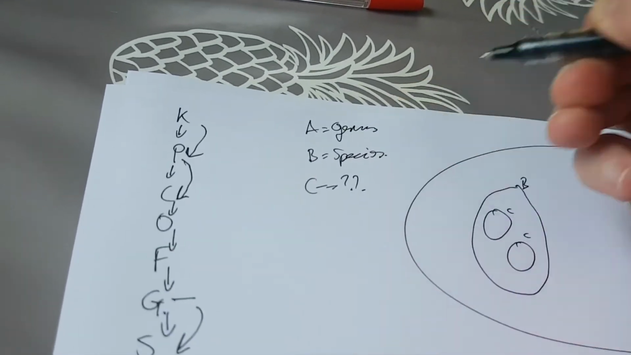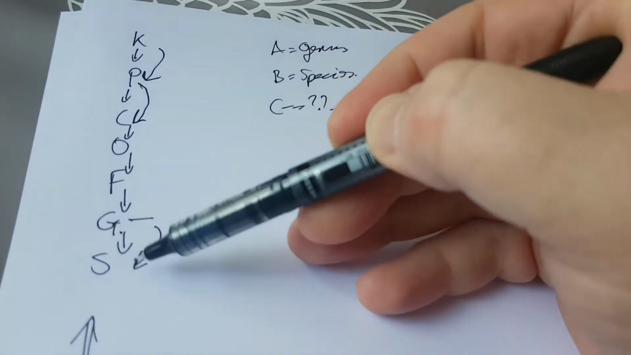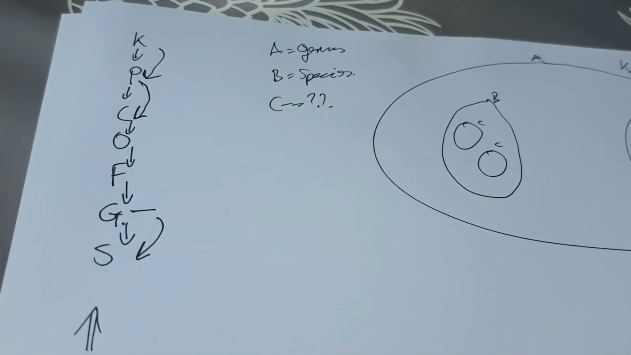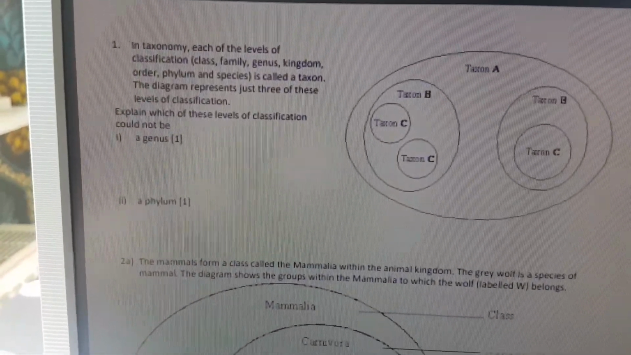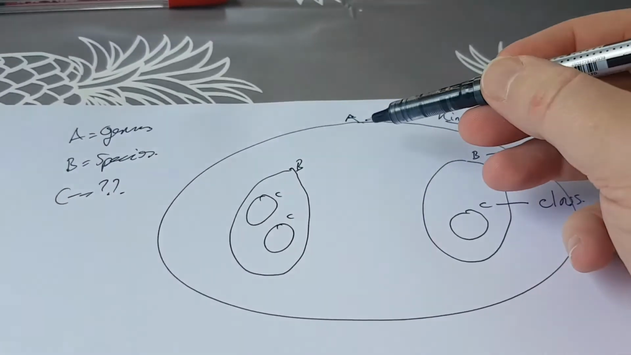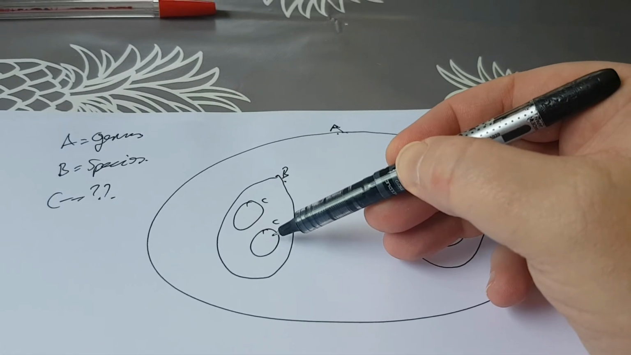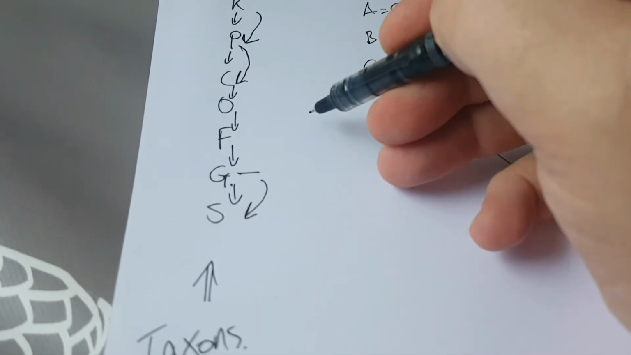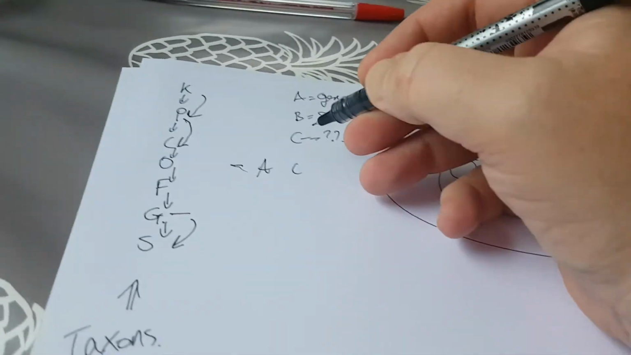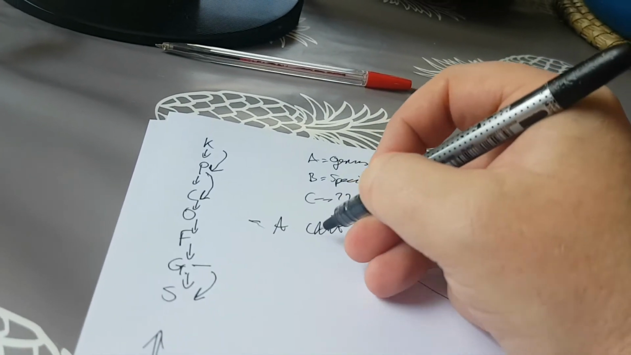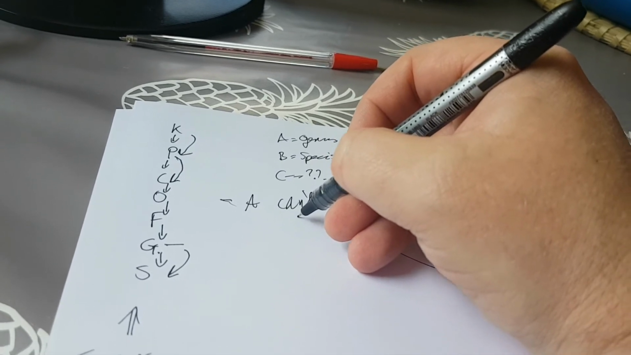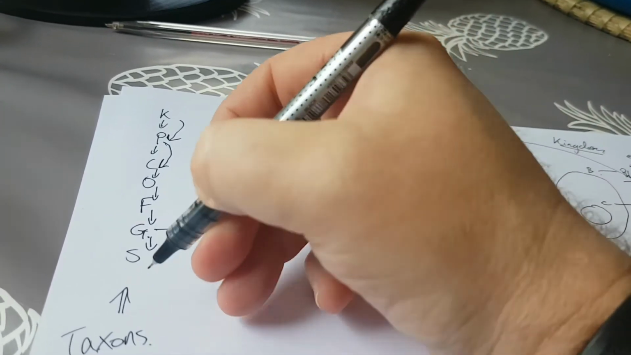And C would be what? There are no subgroups below species. So looking at this one, explain which of these levels of classification it could not be. So basically, where are we now? Let's say it can't be genus. So basically, A can't be genus, because if that's genus, B species, what would C be? Okay, so what we're doing is linking this up to this. So our first one, we said it can't be genus because there aren't three groups within it.